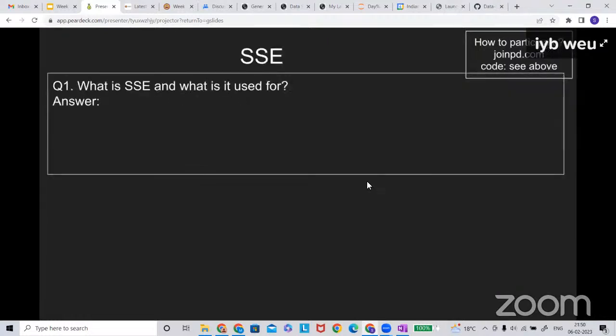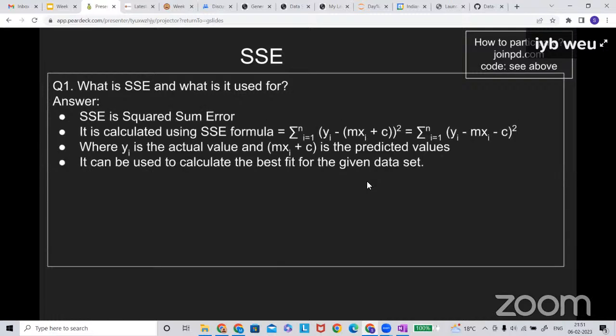This is going to be the last question, I think. And before we solve it, there is a question: what is the SSE and what is it used for? So SSE is the sum of squared errors, you know already, and is calculated using the formula: yi minus (mxi plus c) whole square, or you can think of it as yi minus mxi minus c whole square, where yi is the actual value and mxi plus c is the predicted value.